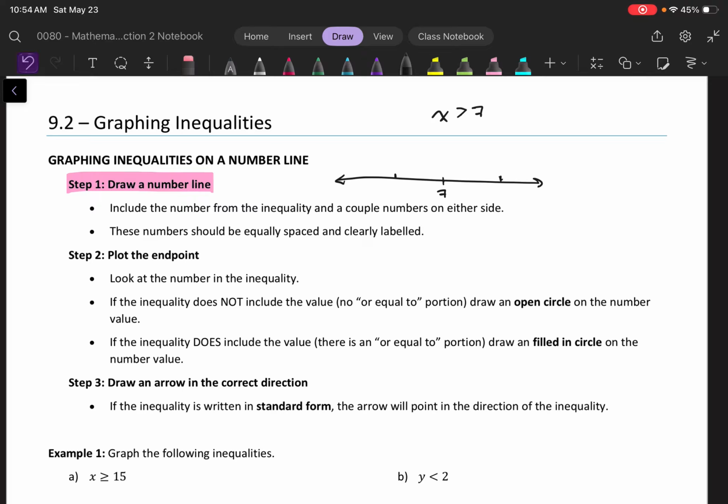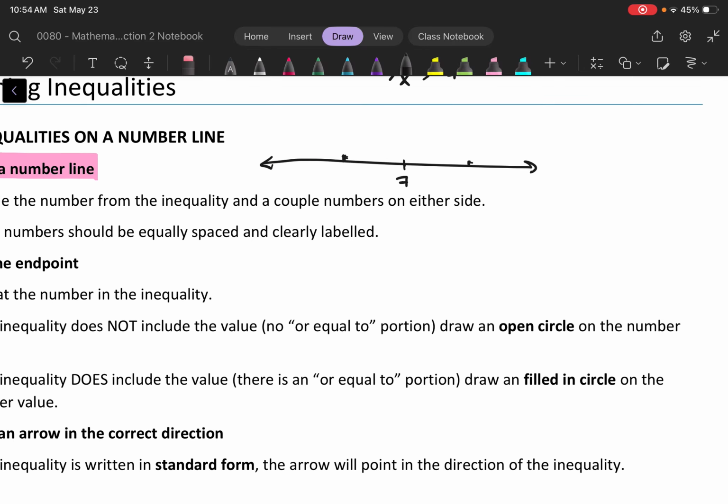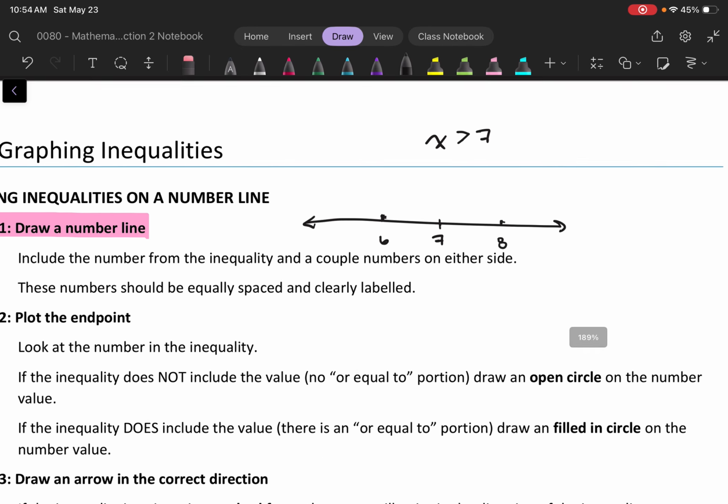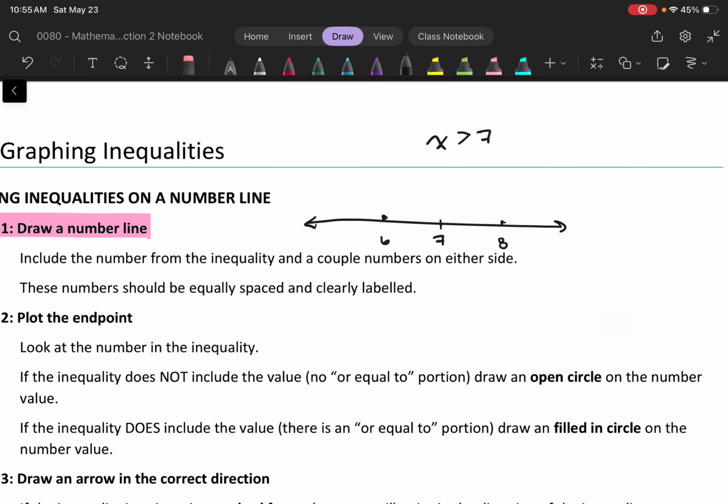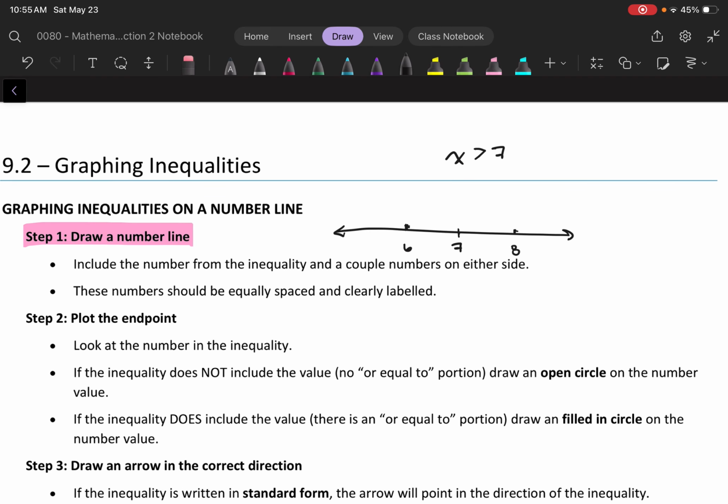Now we could put more than one number, we could put 2 or 3, but I want to make sure they're evenly spaced. So on the left, I'm going to put 6. On the right, I'm going to put 8. That's going to be step 1, where we create the number line that we need. Again, that number line will be based on the number that we're taking a look at.